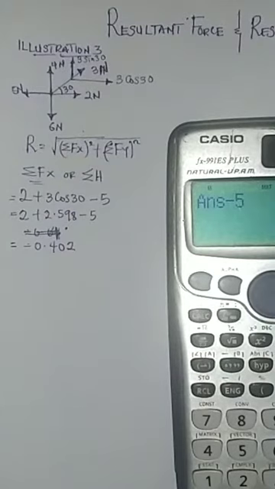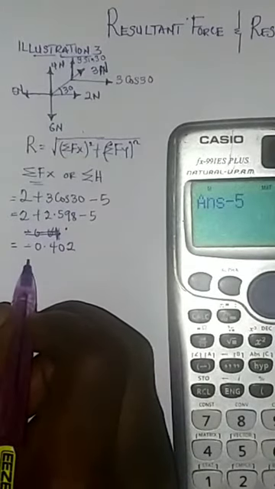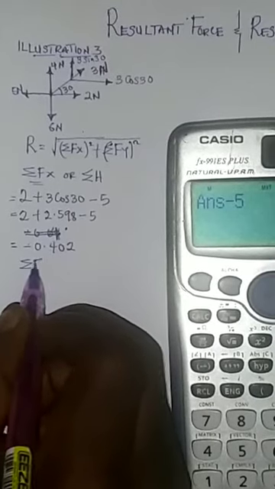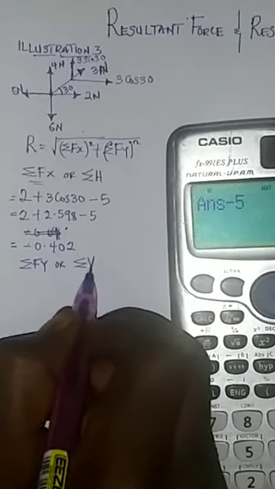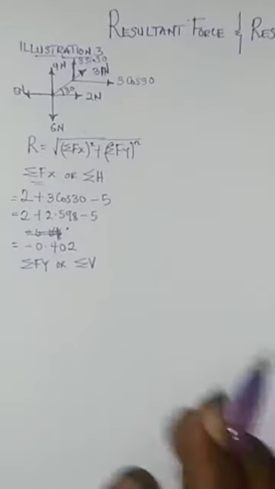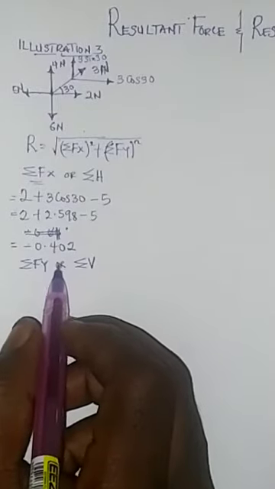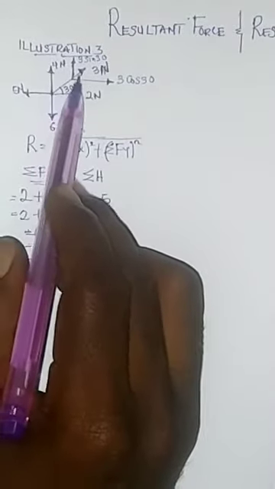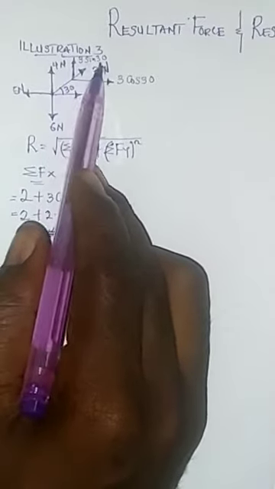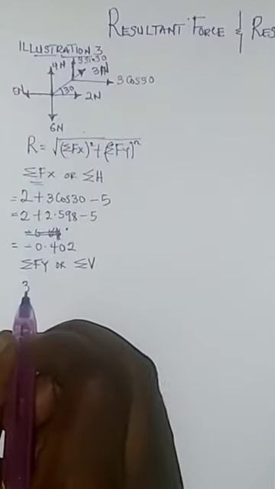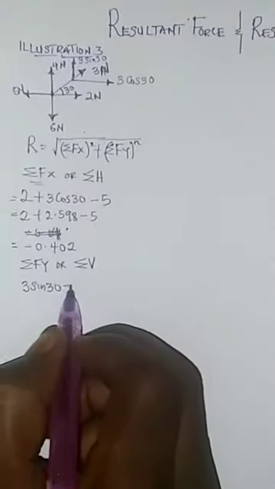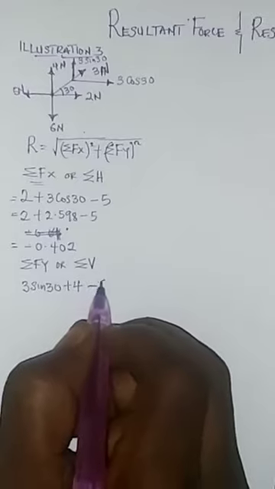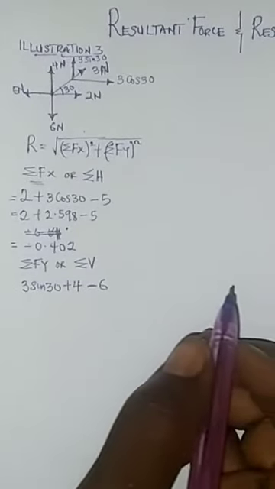Is that okay? Now I'll do the summation of what? The summation of Fy, or you call it the summation of V, which is the vertical component. Now if I'm doing this, one thing you need to know is all the vertical components. I have this one here, 3 sin 30, it's facing up, positive. I have this, 4, facing up, plus 4. I have this coming down here, minus 6, because it's facing down. So these are the 3 vertical components I have.